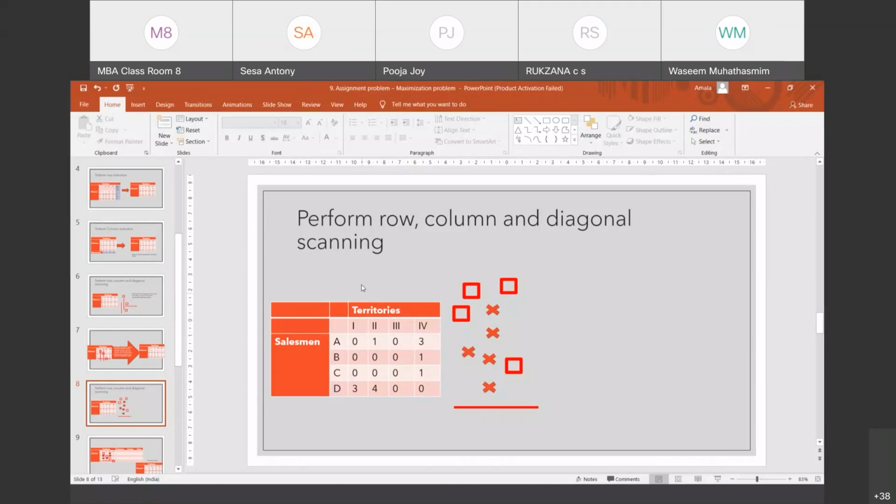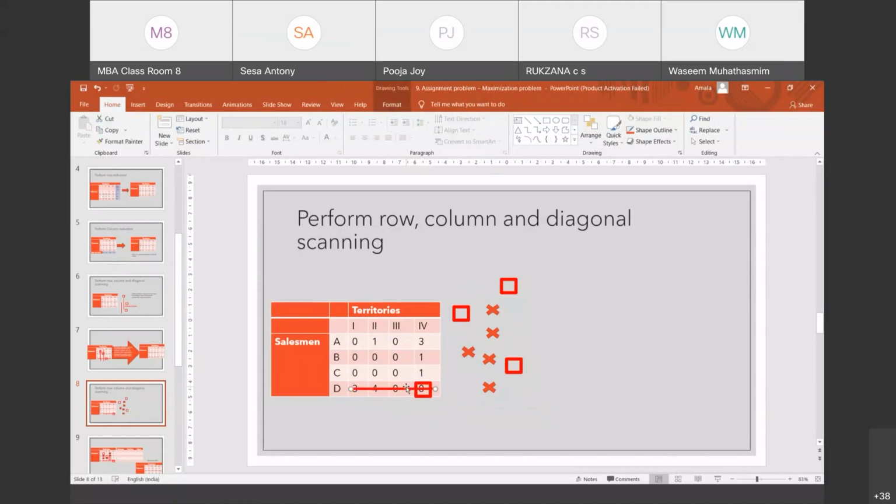Again, try for the columns. How many zeros are there in the first column? 3 zeros, so skip it. Second column, how many zeros? 2 zeros. Third column, how many zeros? 4 zeros. And fourth column, how many zeros? We have just 1 zero. So put a square there. This is column scanning. So we'll be putting a horizontal line. Next, column scanning is over.